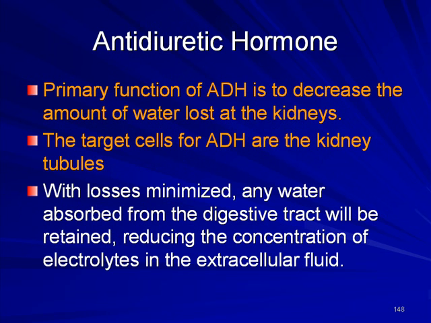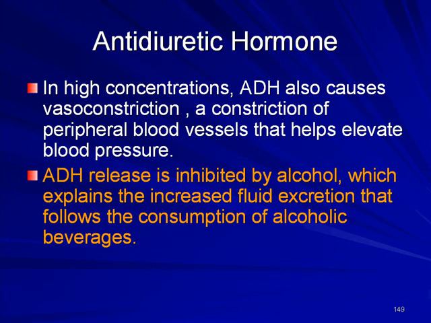The primary function of antidiuretic hormone is to decrease the amount of water loss in the kidneys, so the target cells are going to be in the kidneys. Antidiuretic hormone primarily is going to act on the kidney tubules. Antidiuretic hormone release is inhibited by alcohol. You drink beer, you have to urinate a lot because alcohol inhibits antidiuretic hormone. There are some other drugs, but alcohol is the most common one that we see that inhibits antidiuretic hormone. This explains the increased fluid excretion following the consumption of alcoholic beverages.